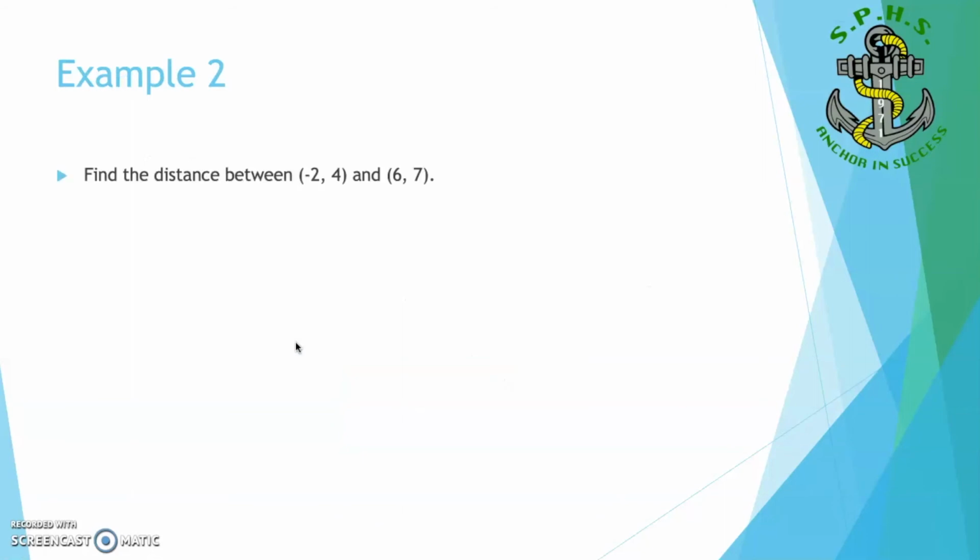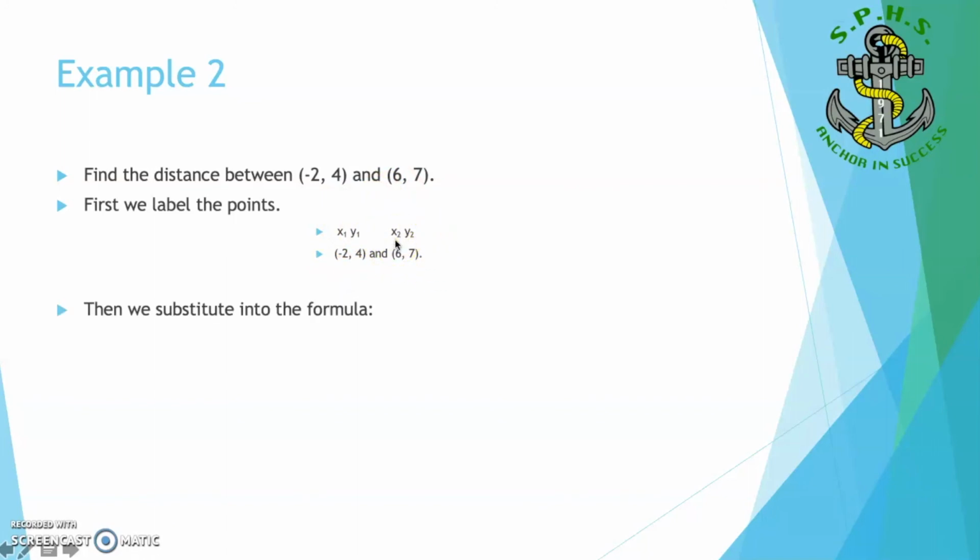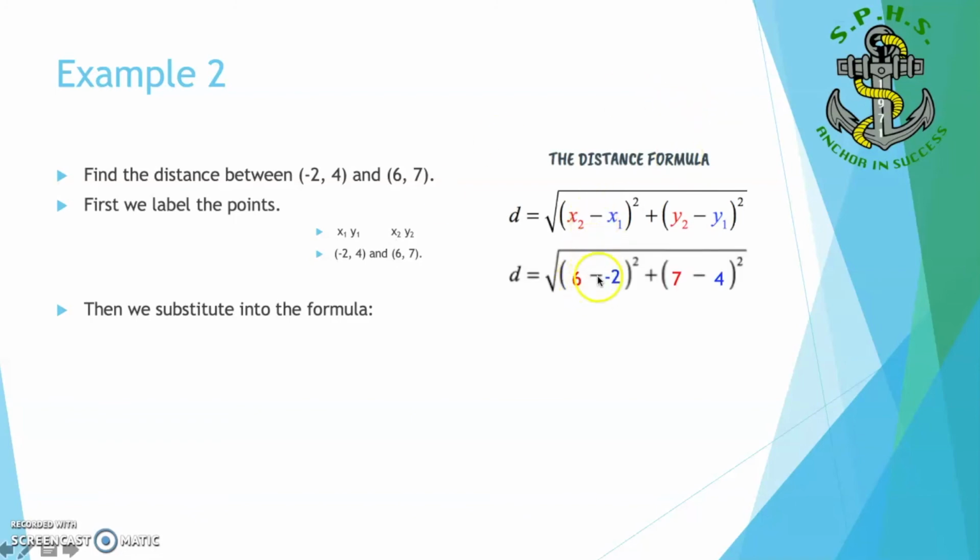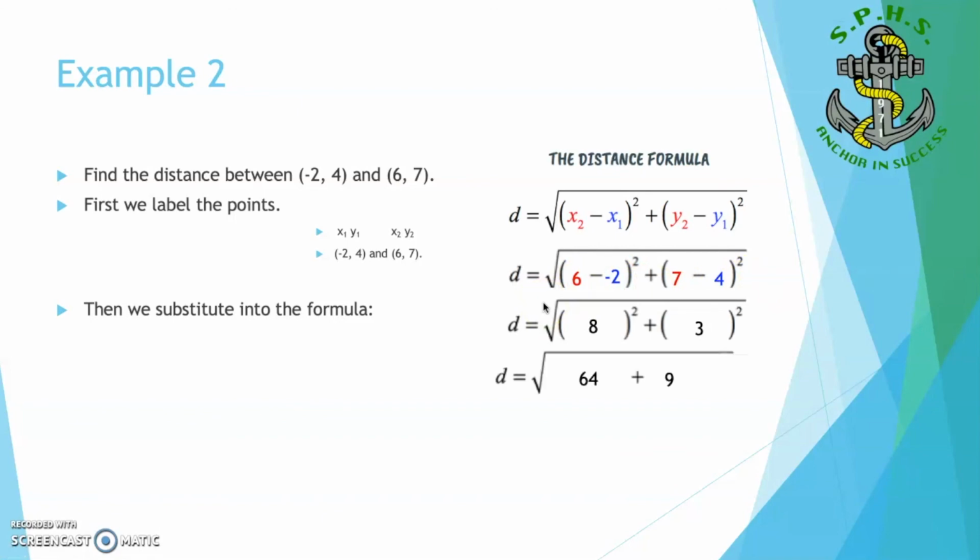Example 2. Find the distance between (-2, 4) and (6, 7). First step, label the points, x1, y1, x2, y2. Then we substitute into the formula. We have 6 minus -2 squared plus 7 minus 4 squared. 6 minus -2 is 8, and 7 minus 4 is 3. 8 squared is 64, and 3 squared is 9. 64 plus 9 is 73. And the square root of 73, when we simplify, gives 8.5 units to the nearest 10th.